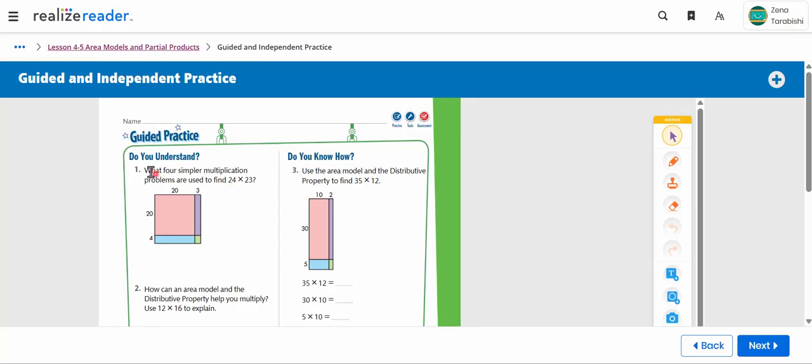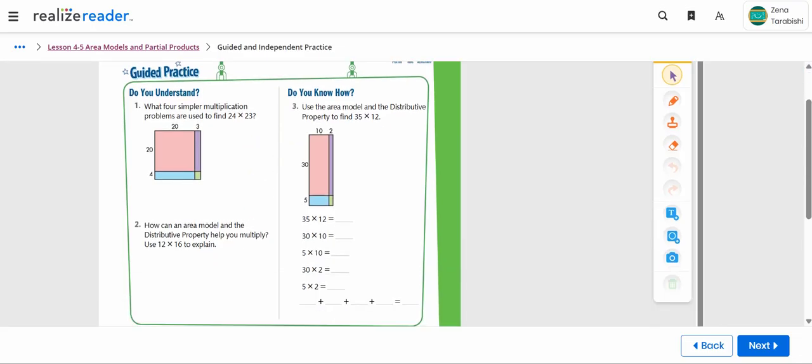Let's go ahead and get started with our guided and independent practice, where we're going to be doing the exact same thing. For number 1, what 4 simpler multiplication problems are used to find 24 times 23? You can go ahead and look at that. But now we're also going to be checking our notes before we get started on this as another way to explain it.